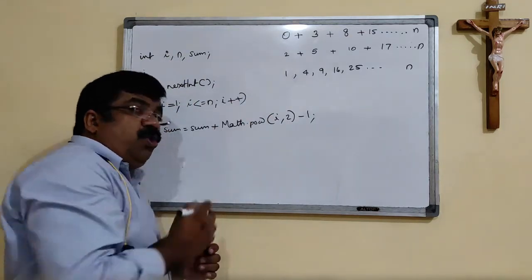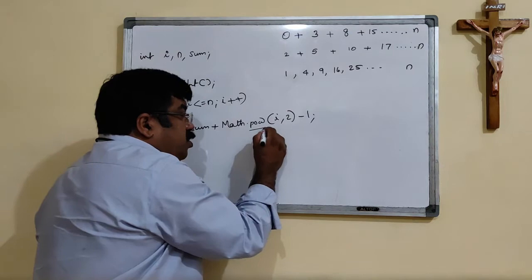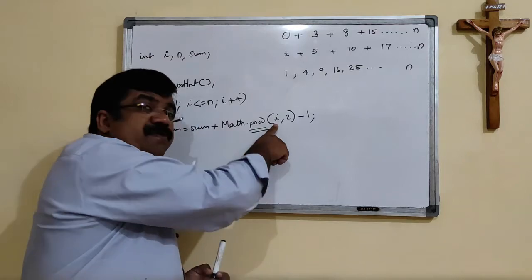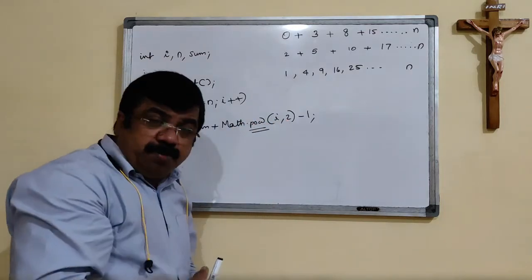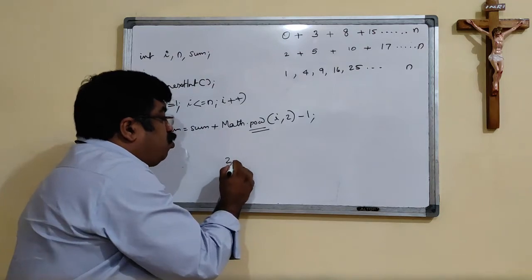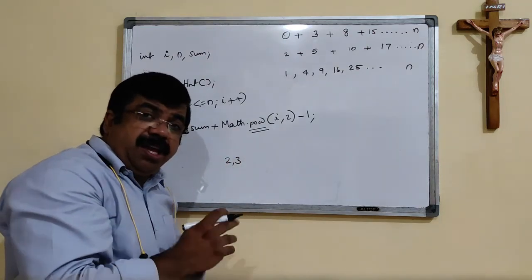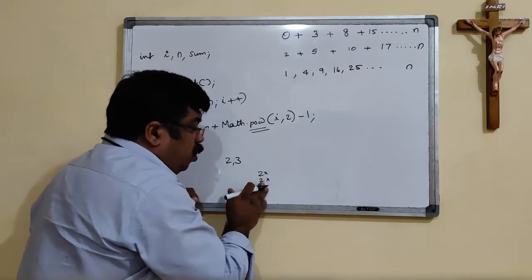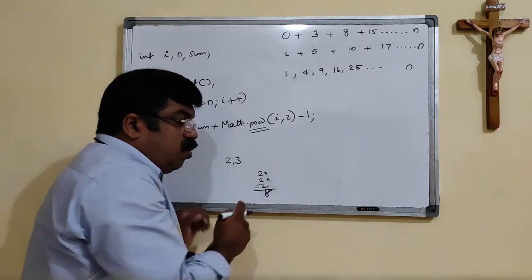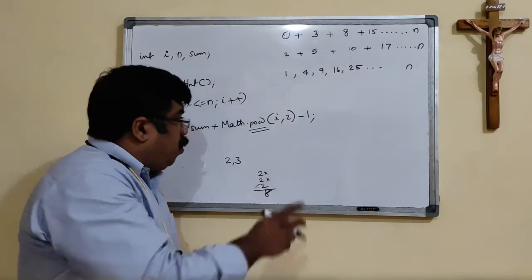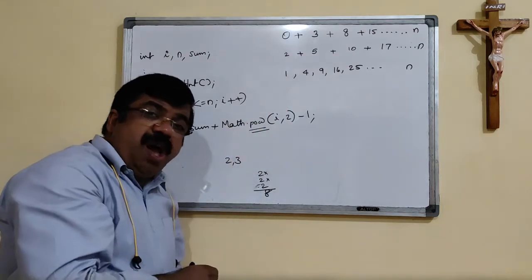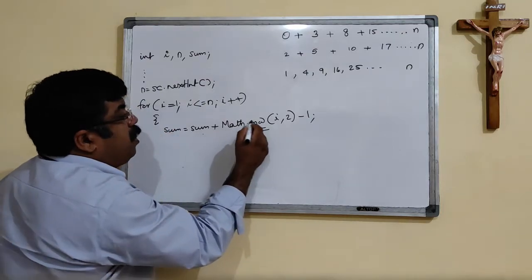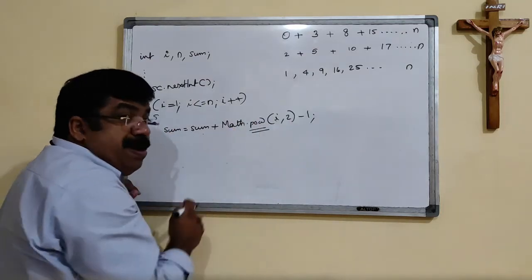What is Math.pow? The pow function will calculate the power of the given variable. The first one will be the base, the second is the exponent. So if 2, 3 is given there, it means 2 into 2 into 2, so we will get 8. That kind of calculation we have to do here. Now you can see sum = sum + Math.pow(i, 2) - 1.